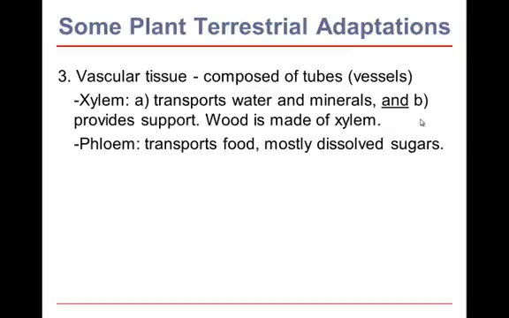The second type of vascular tissue is called phloem. Phloem transports food, and so you should exaggerate that pronunciation to remember that. The form that food takes in plants is primarily dissolved sugars, such as sucrose, which is table sugar.